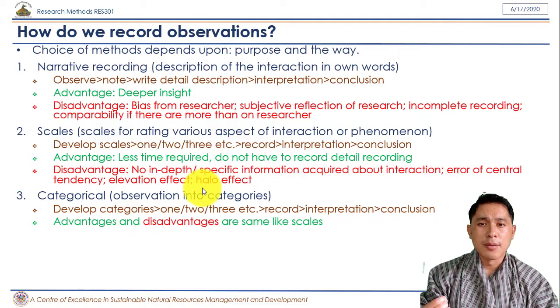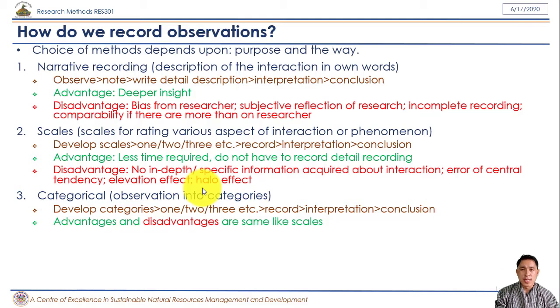For example, if you just look at the cat family, if you study the cat family, you want to look at are these cats juvenile, are these cats adults, or are these cats old? So that kind of categories can be made in case of scales, but category is a little bit broad. So the advantages and disadvantages of category and scales are same.